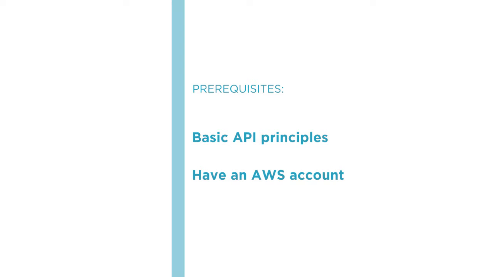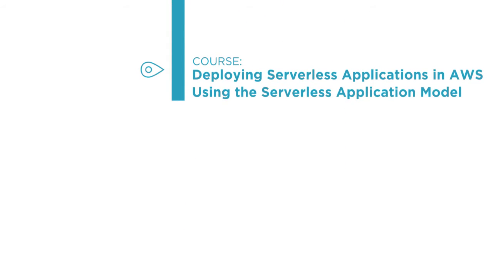From here, you should feel comfortable continuing on the Networking on AWS learning path or expanding your API skills with deploying serverless applications in AWS using the serverless application model.